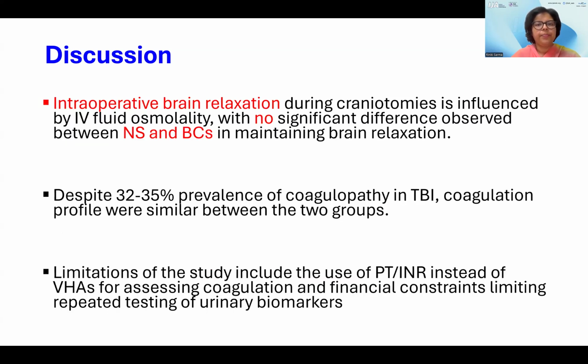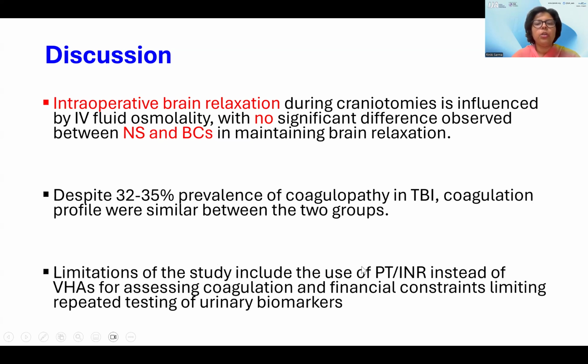this aspect. Intraoperative brain relaxation during craniotomies is influenced by IV fluid osmolality, with no significant difference observed between normal saline and balanced crystalloids in maintaining brain relaxation. Also, despite 32 to 35% prevalence of coagulopathy in traumatic brain injury patients, the coagulation profile was similar between the two groups in this study.